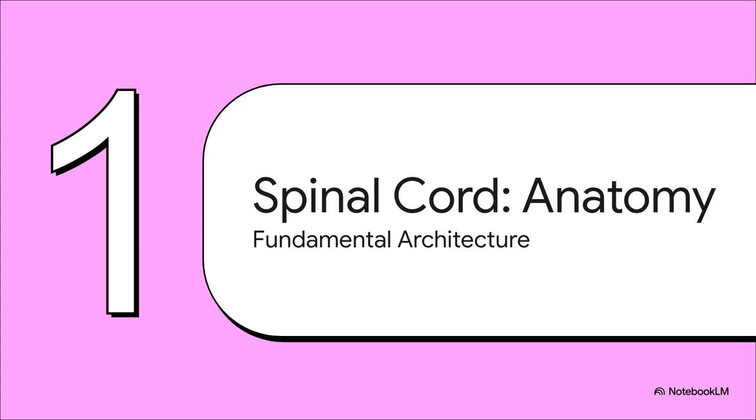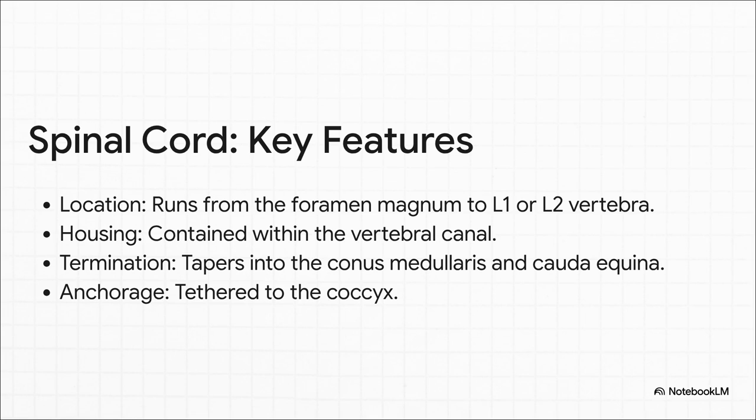All right, Section 1, the gross anatomy of the spinal cord. Before we get into all the complex wiring, let's just establish the fundamental architecture of this incredible structure. Okay, let's walk through these key features one by one. First up, location. The spinal cord starts at the foramen magnum, that's the big opening at the base of your skull, and it runs all the way down to about the L1 or L2 vertebra in adults. It's housed securely within the bony vertebral canal.